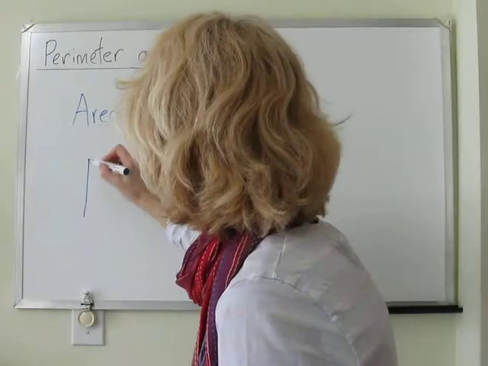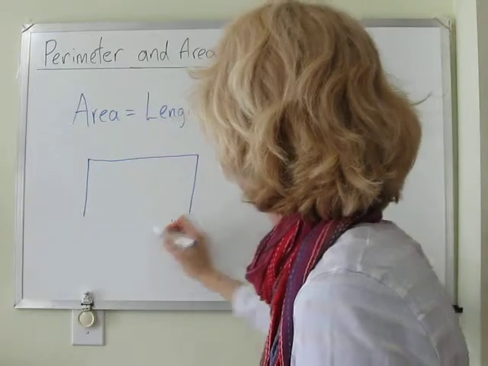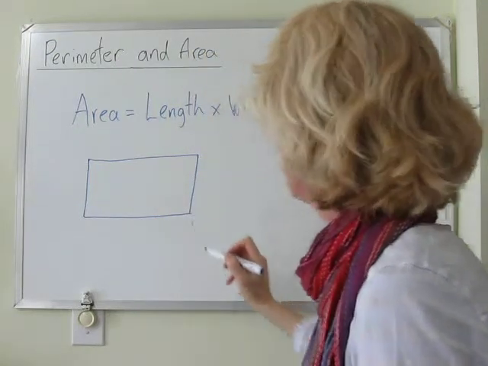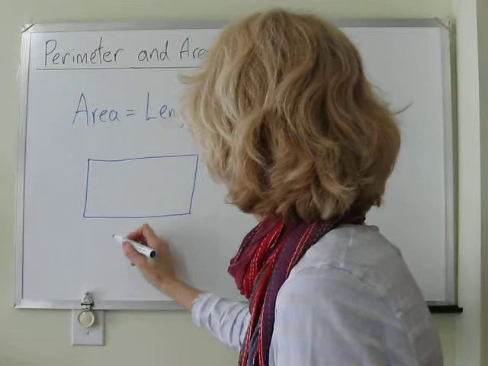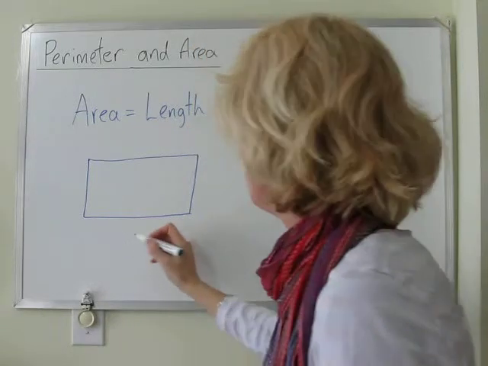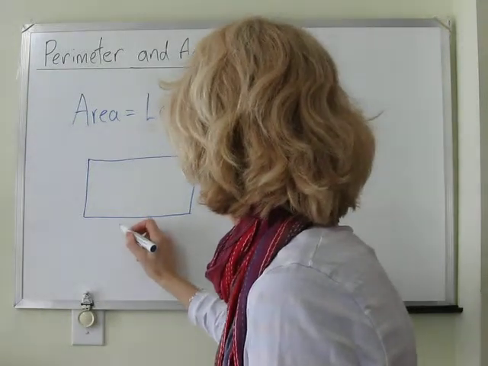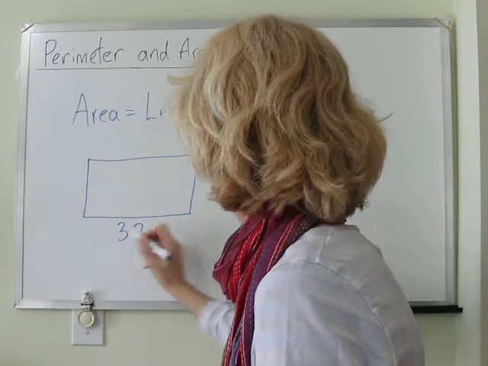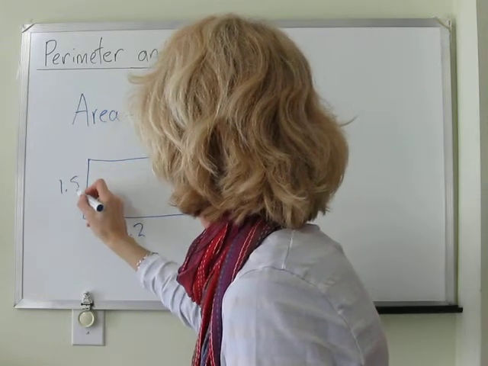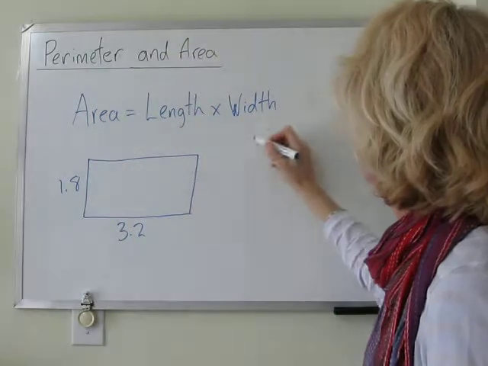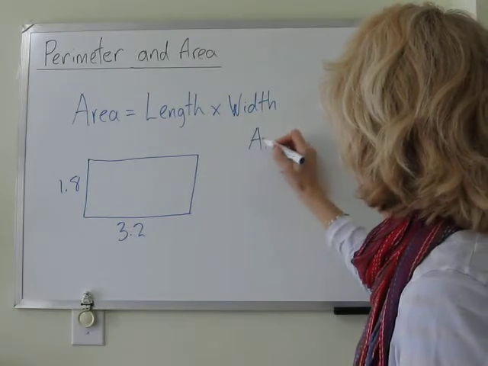Let's see if I can do a proper rectangle that doesn't look too crazy and windblown. Can we pretend that's a rectangle? Yeah. Use your imagination. Okay, let's say this side is 3.2 and this is 1.8. How are we going to calculate the area of our rectangle?